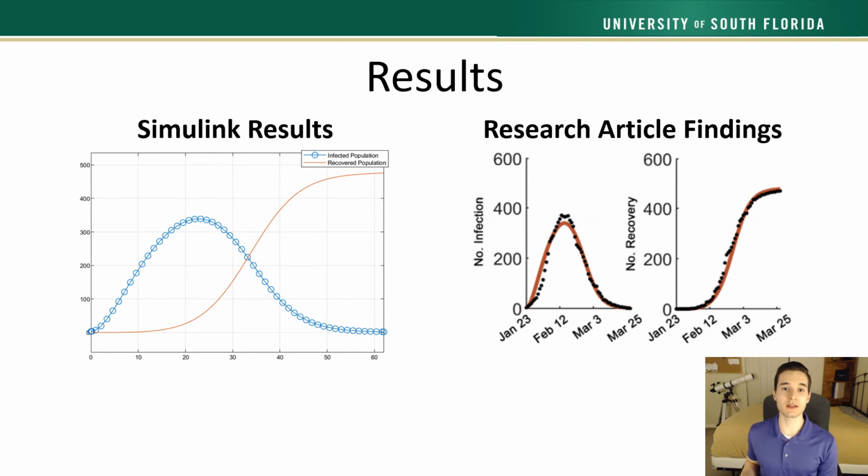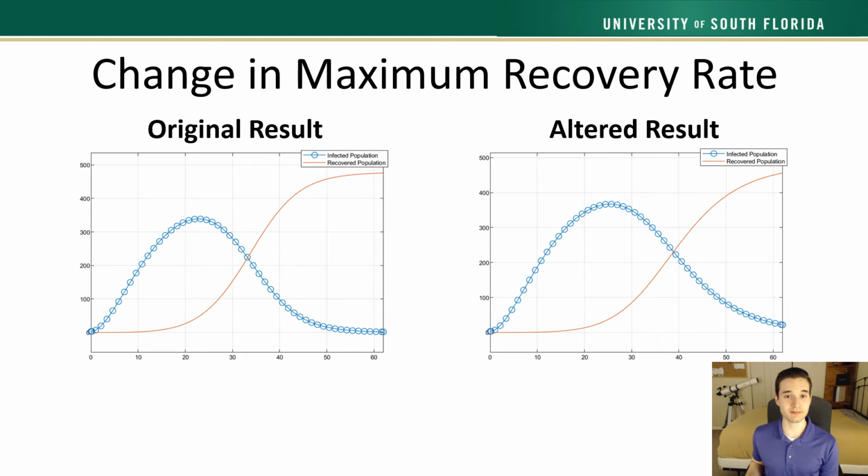The black dots on the research article's graphs represent the actual data, and the brown curve represents the results of the differential equations. Throughout this analysis, the infected population is modeled by the blue curve, and the recovered population is modeled by the orange curve, as indicated by the legend.